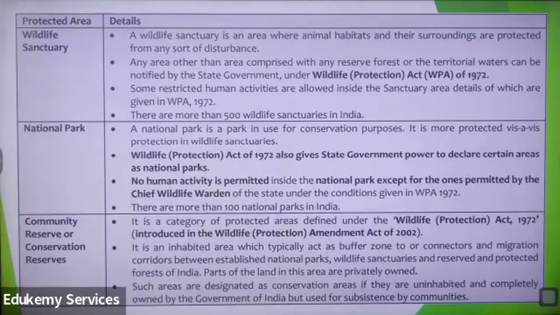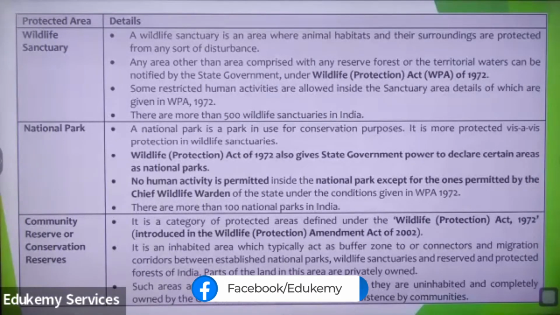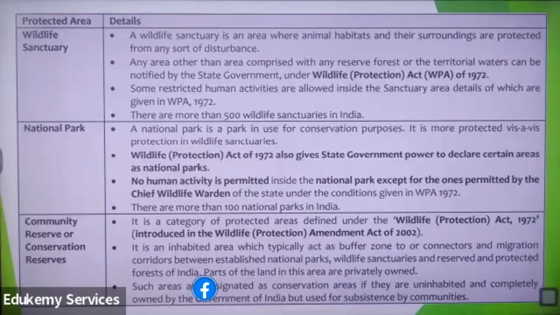Now, next is Community Reserve and Conservation Reserve. Again, Wildlife Protection Act. Okay, one more thing. Can state government declare national park? Can state government also declare national park? This is a confusion. Read again. Second statement, national parks. The Wildlife Protection Act of 1972 also gives state government power to declare certain areas as national park. All right. So ideally, national parks are declared by the central government, but the state government can also declare national park. Does it sound like concurrent list?